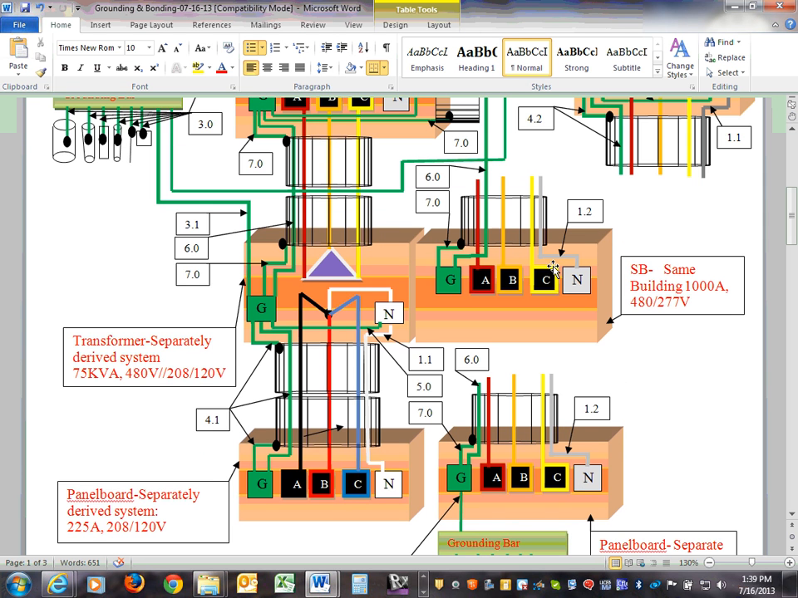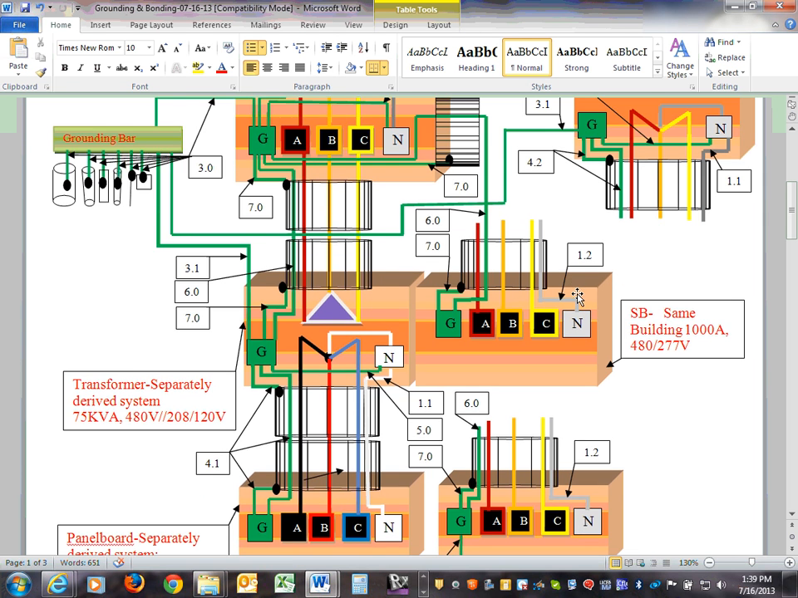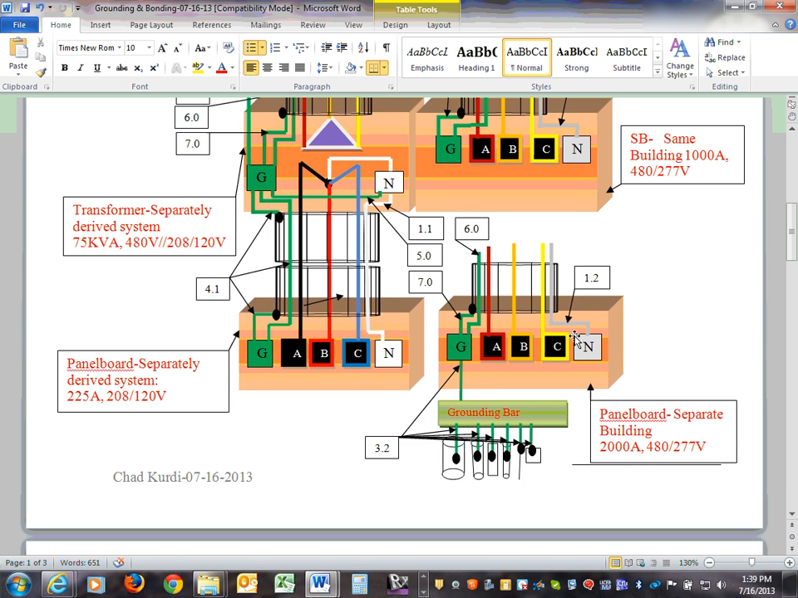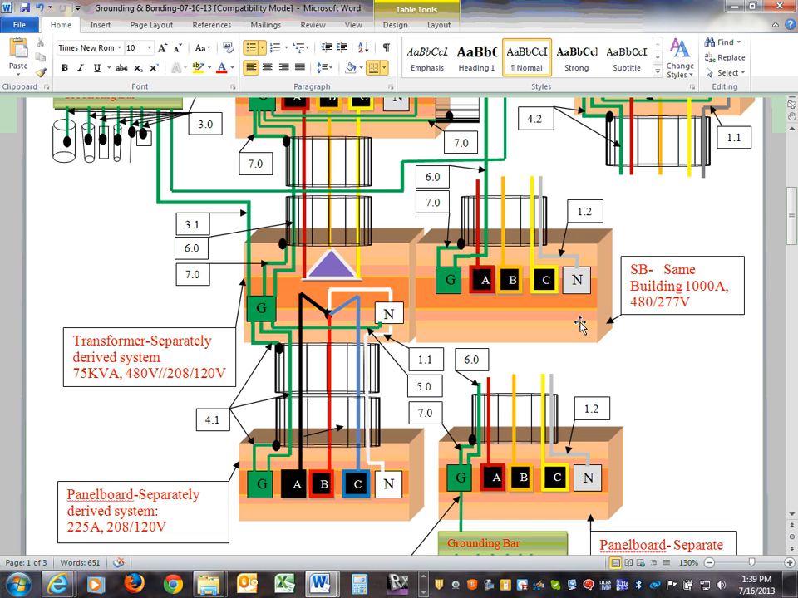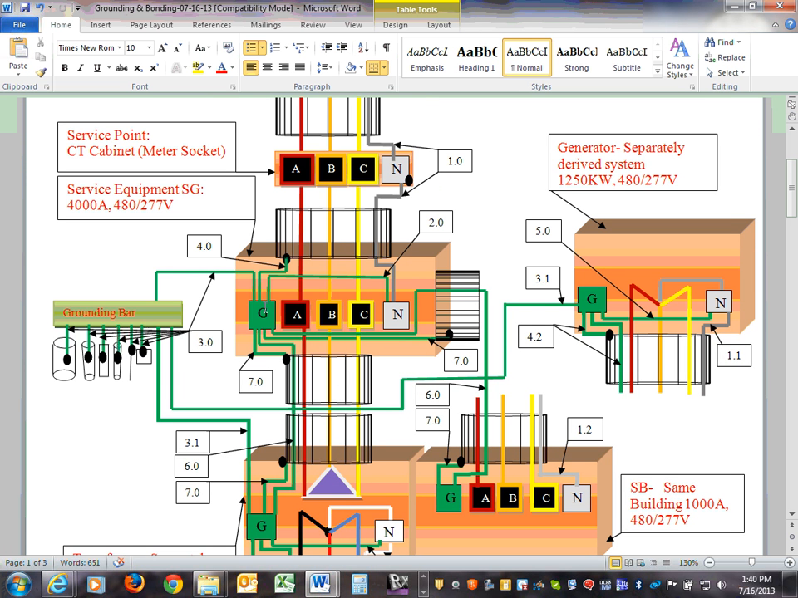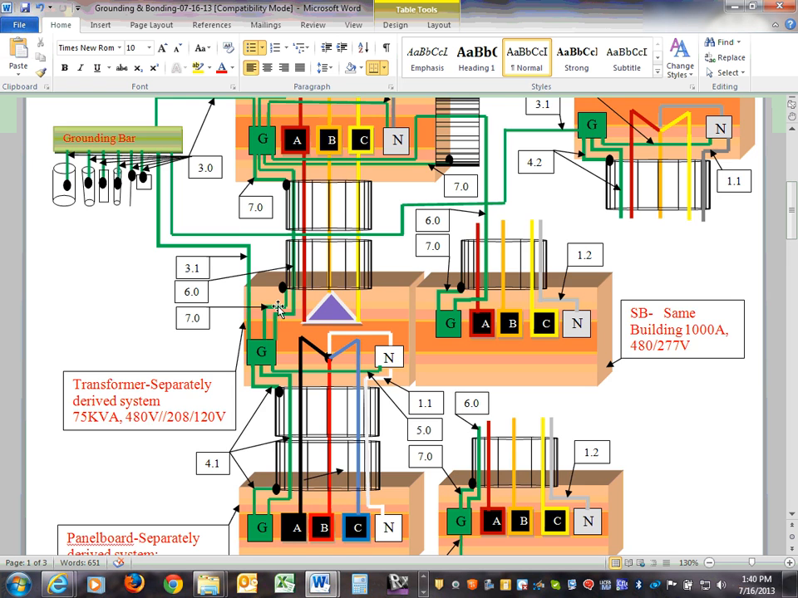What's missing here, guys, is, do you see any tie between the neutral and the ground in the sub panels, the same building here or the other building? You are not allowed to tie the neutral to the ground downstream. You only tie the ground to the neutral right at the service, right? We all know that, and that's kind of grounded in our minds.